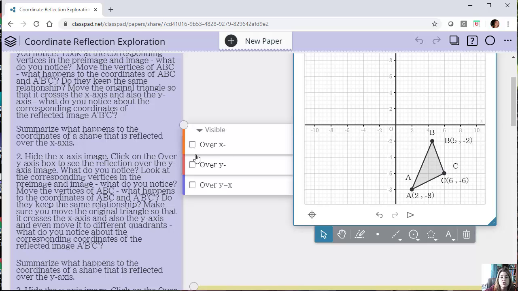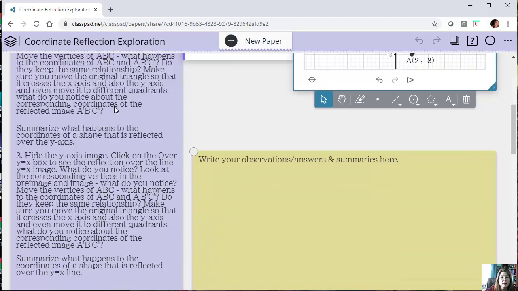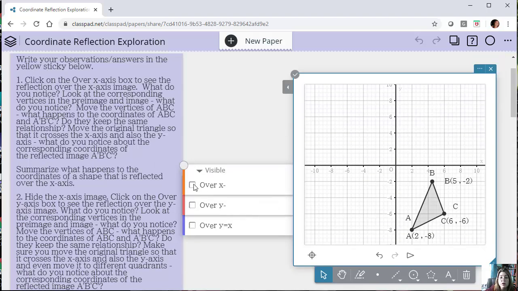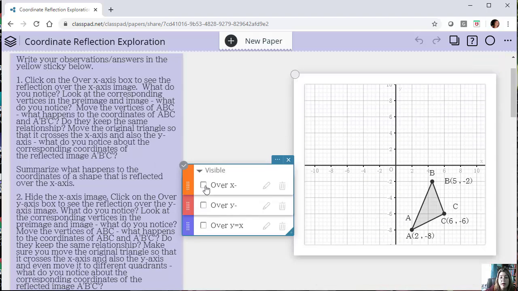You'll notice it has hide and show buttons here, and here are the questions. It's asking them to do certain things and then write their observations and summaries. The first thing they're going to do is explore what happens to that pre-image when we reflect it over the x-axis. We're hoping they start noticing corresponding points. They have 5 and 5, those are the same, but what's changed is the value of the y-coordinate. It has flipped to its inverse, the negative of whatever it was.